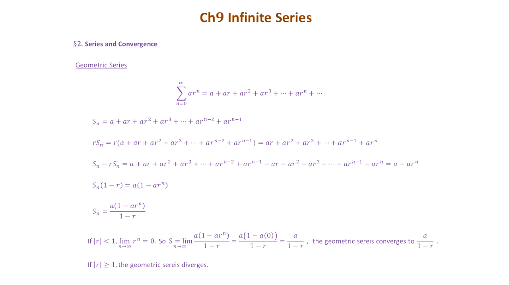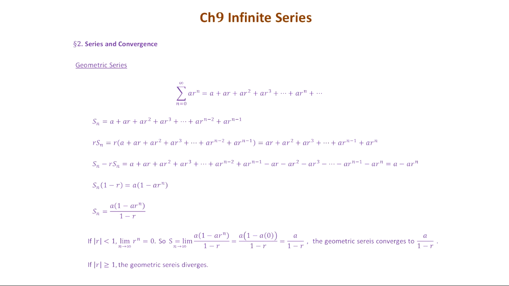At the end, you get a times r to the n minus 1 times r. That becomes a times r to the n minus 1 plus 1, so that will be a times r to the n. And the previous term would be a times r to the n minus 1. The exponent just increases by 1 from one term to the next. Then you can take the difference between S sub n and r times S sub n.